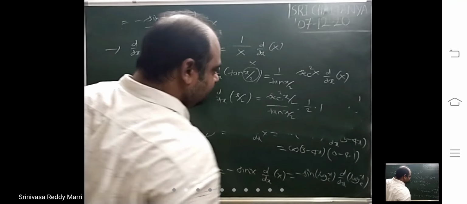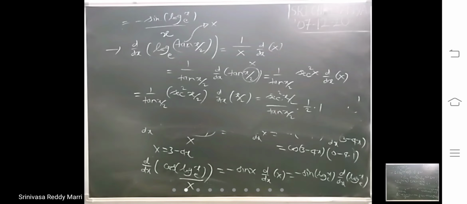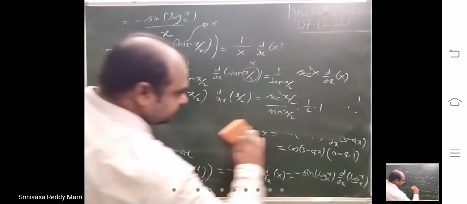One by 2 into 1. Now over. It ends with the standard rule. So that is the derivative of d by dx of log tan x by 2. Like that you have to do.